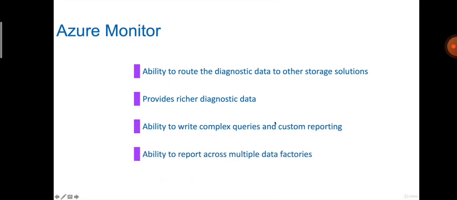Data Factory monitoring only allows us to monitor one data factory at a time, whereas Azure Monitor allows us to monitor across multiple data factories, which is fundamental and which is key for large organizations. Because you wouldn't want to be reporting from one data factory at a time. In that case, you'll have to go into each of the data factory to look at what's happened. Whereas you can have one big dashboard which will report across all your data factories.